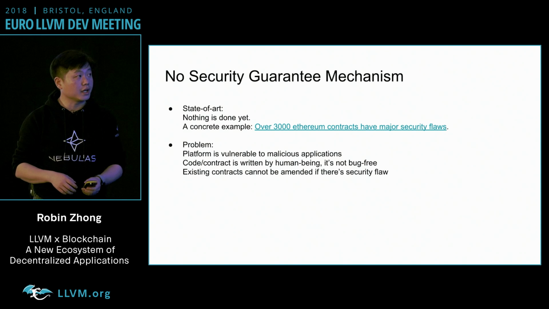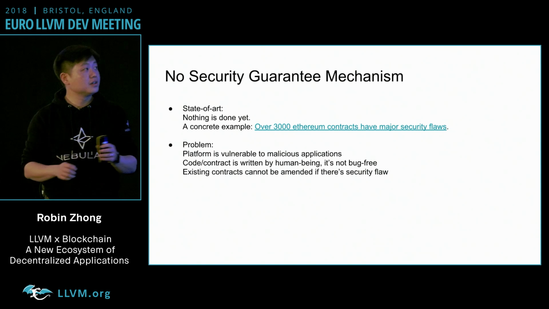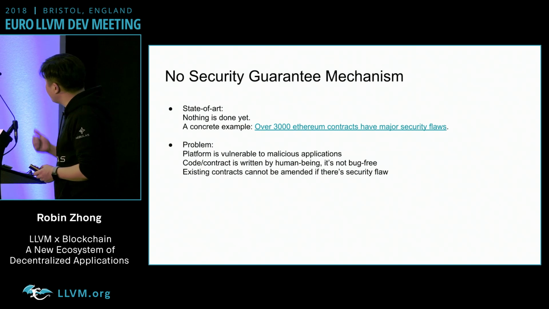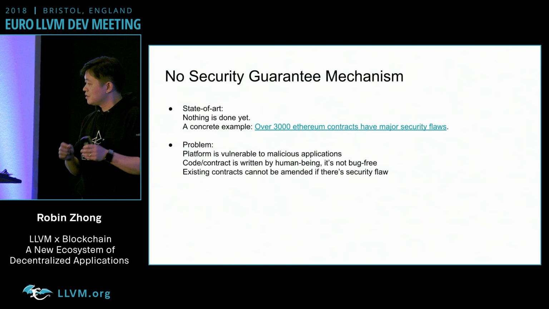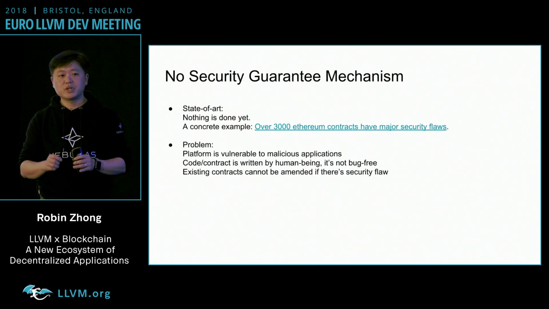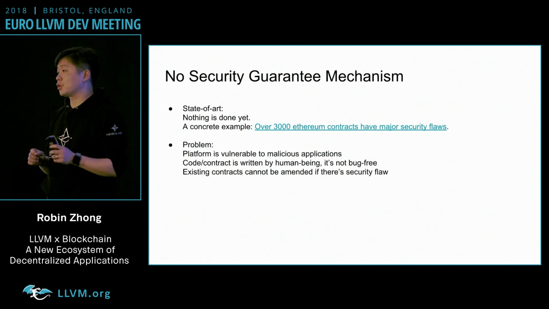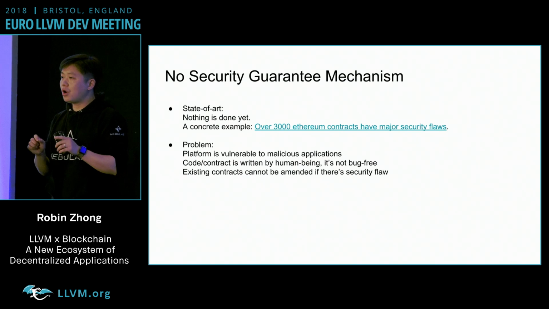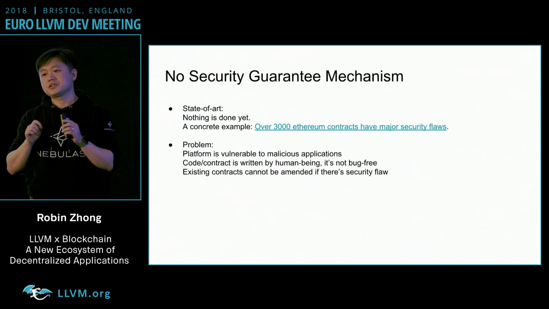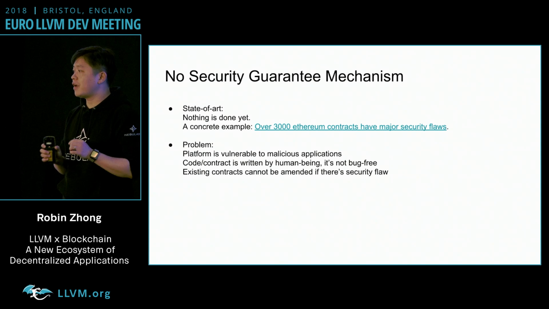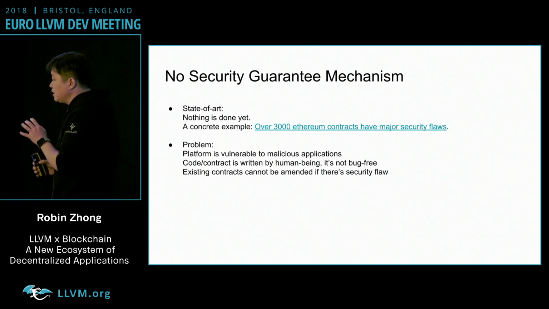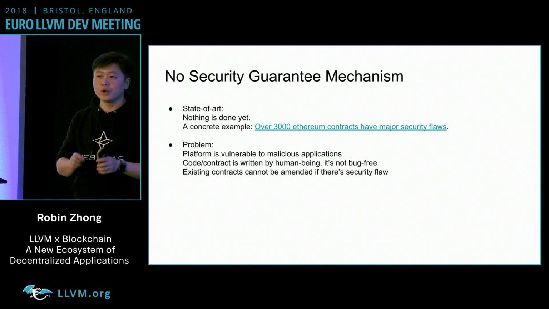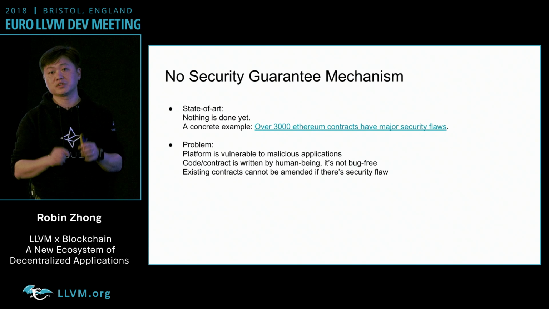The first is about security. Currently, nothing is done yet. There's a report. They said there are more than 3,000 Ethereum smart contracts that have a security flaw. Why? Because blockchain is too young. It's still at a very early stage, and most developers in this industry didn't have much experience in security. So that's the reason why we see a lot of smart contracts with flaws.